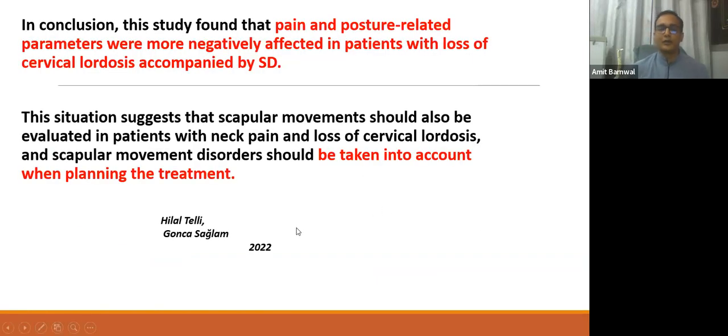if we are working on the loss of cervical lordosis, we have to look for scapular dyskinesia, because it very heavily negatively affects the patient. So while making a treatment plan or protocol for the loss of cervical lordosis, we have to make a protocol for the scapular movement disorders as well.